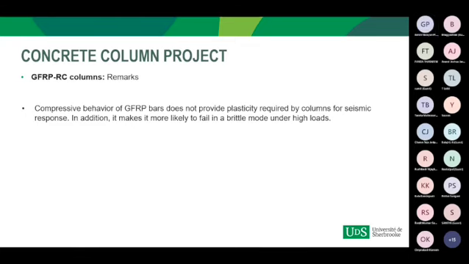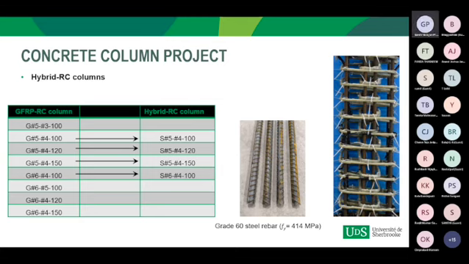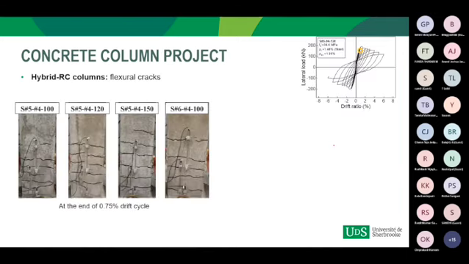Therefore, concrete columns with hybrid reinforcement consisting of longitudinal steel bar and transverse GFRP spiral and cross tie were tested. So here I replaced these 4 columns with a longitudinal grade 60 steel rebar, keeping the rest of the parameters the same. The figure shows the casting of a hybrid reinforced concrete column with longitudinal steel bars and transverse glass fiber reinforced polymer reinforcement. We call this column a hybrid reinforced column because we are using 2 different materials, steel and glass fiber reinforced polymer.